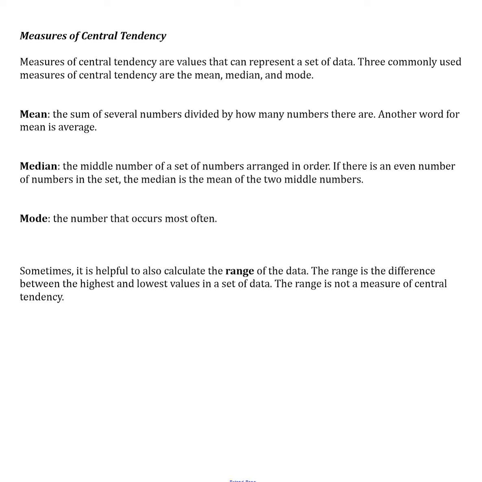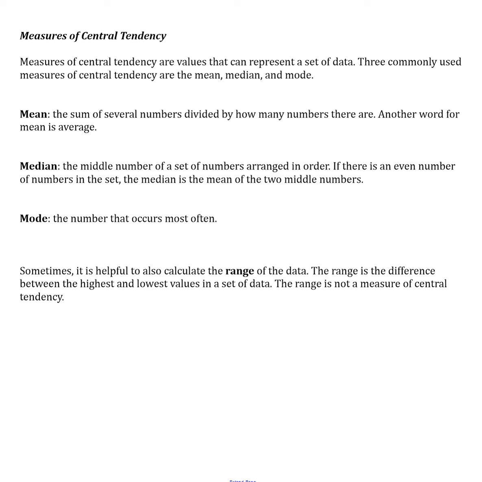The median is the middle number. To be able to find the median, however, you have to put the numbers in order from the biggest to the smallest or the smallest to the biggest, and then find the one that's in the middle. If there are two numbers in the middle, then you find the average between those middle two numbers. And then the last one is the mode, and that is the number that occurs most often.